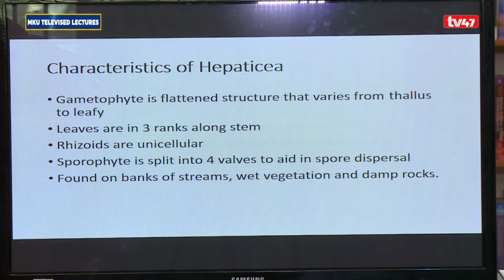They have root-like structures called rhizoids. The rhizoids for the Hepaticae are unicellular. They are made up of a single cell, so they are delicate. The sporophyte of the Hepaticae has valves in it that assist in spore dispersal. The Hepaticae tend to be found on the banks of streams, on wet vegetation, and so forth.